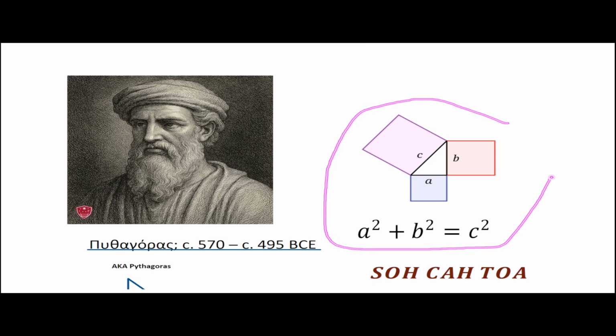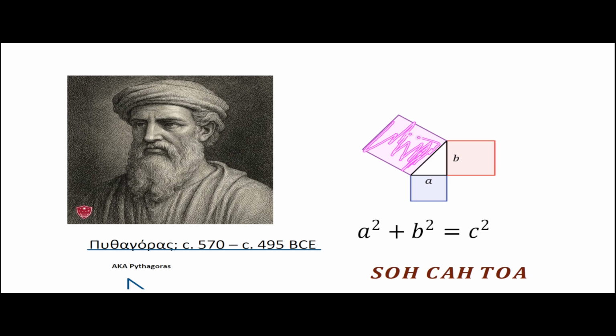But essentially here is Pythagoras' theorem. This side squared plus this side squared gives us this side squared. So in other words, if we get this area that results from this square, add it to the area of this square, it's going to be equal to the area of this square.